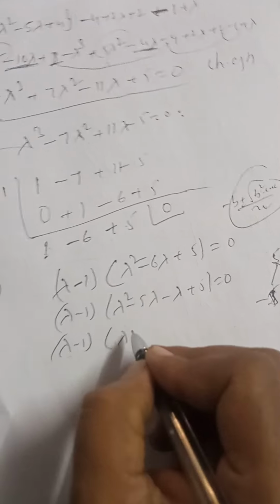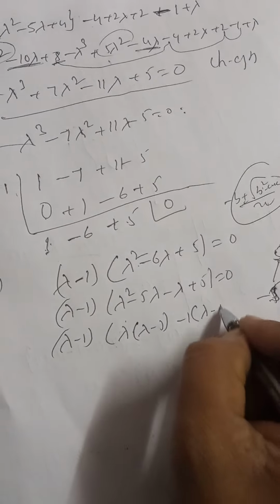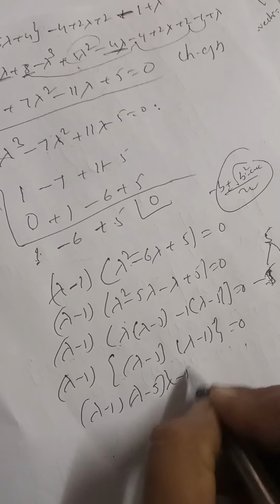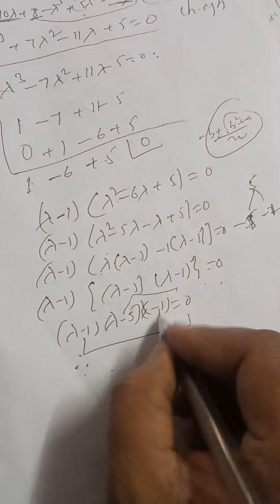Lambda minus 1 into, here you take lambda common, lambda minus 5, minus 1 common, lambda minus 5 is equal to 0. Lambda minus 1, here you will take lambda minus 5 common, lambda minus 1 is equal to 0. Lambda minus 1, lambda minus 5, lambda minus 1 is equal to 0. If you equate each factor to 0, you will get lambda is equal to 1, 1, 5. Therefore, characteristic roots, or you can say eigenvalues, are 1, 1, 5.